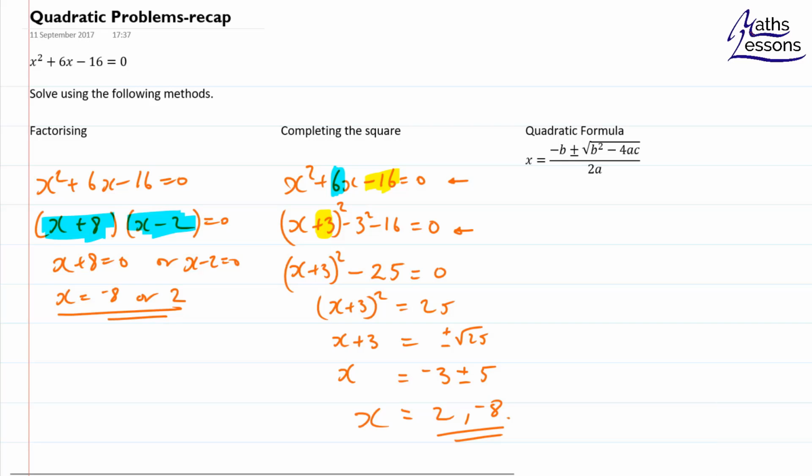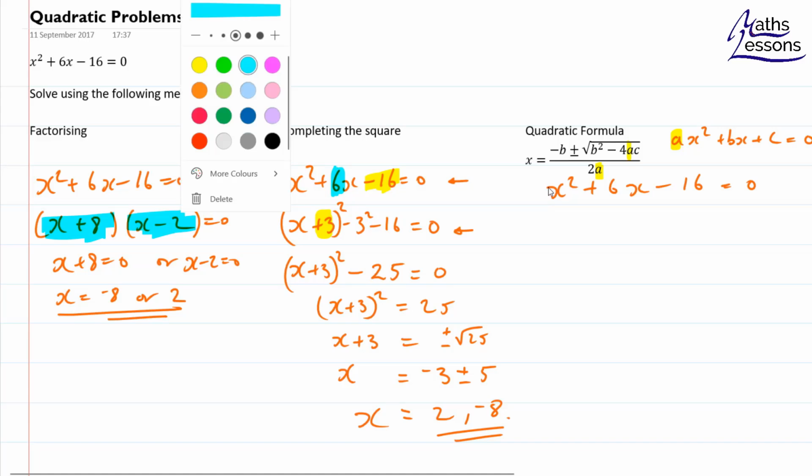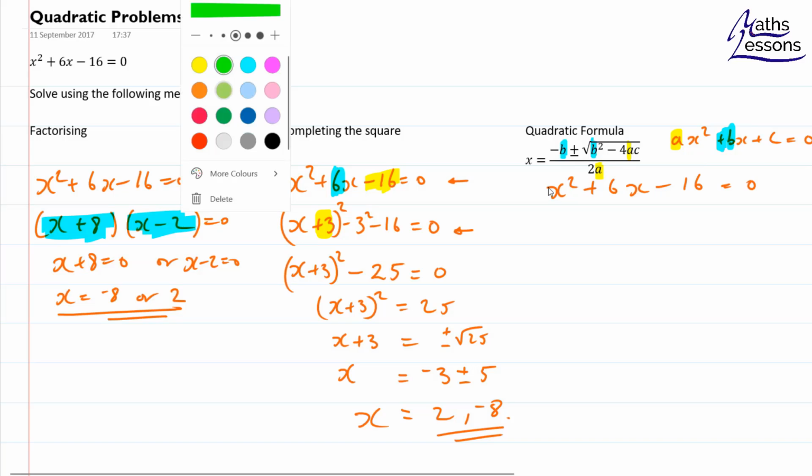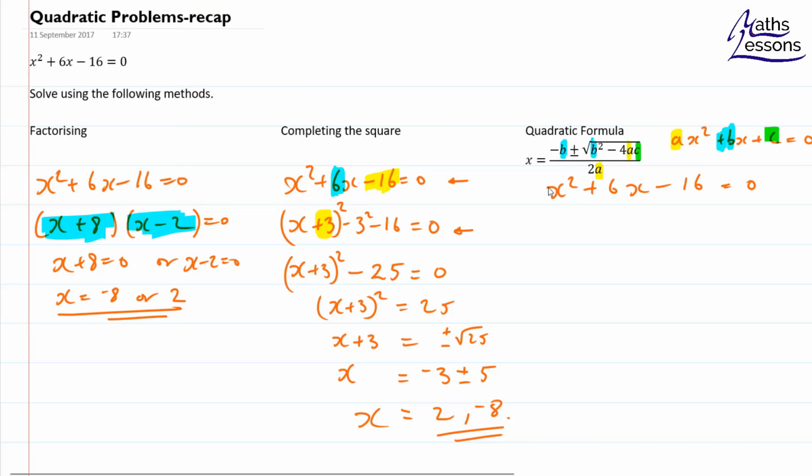Well, here it goes. Now, again, we've got x squared plus 6x minus 16 equals 0. And the quadratic formula works if you have anything that looks like ax squared plus bx plus c. You can replace the a in the quadratic formula with how many lots of x squared you've got, and the b with how many lots of x. And then the c is the thing on the end.